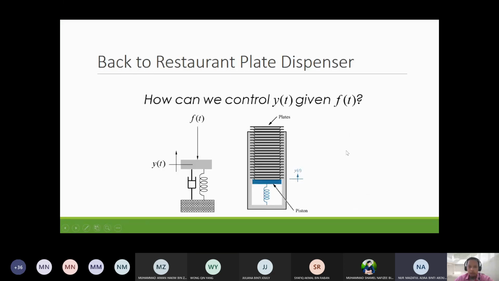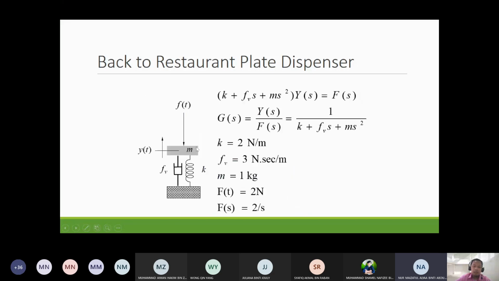let's go back to the restaurant dispenser. The restaurant dispenser is an example of a single degree of freedom system. It has a damper, spring, inertia or the mass, and then input force and the displacement. So we want to find the relationship between y(t) and f(t), or the transfer function. You can derive this using the example that I explained just now.